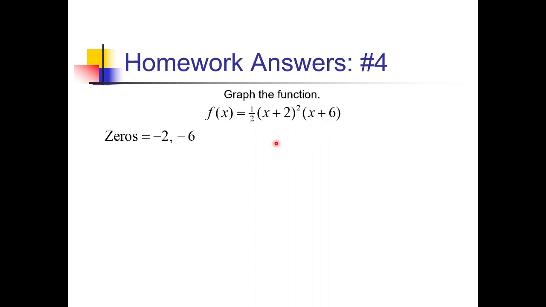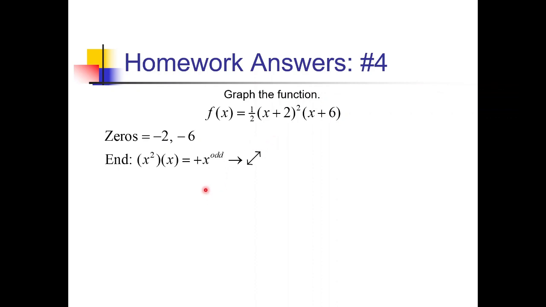And then for my end behavior, I've essentially got a positive times an x squared times an x. So that's going to come out to an x cubed, which is a positive x to an odd power. That type of end behavior is going to be line up. So we're starting below and ending above the x-axis when all is said and done.